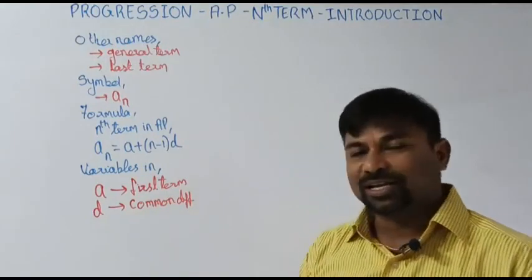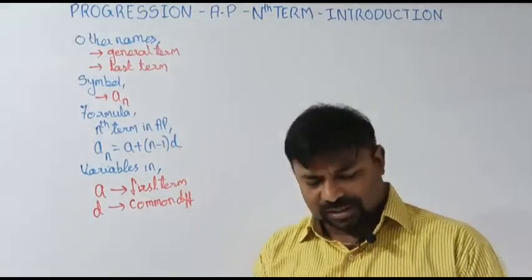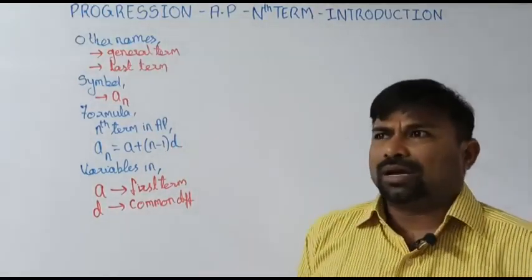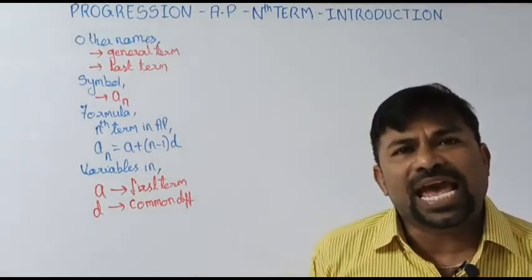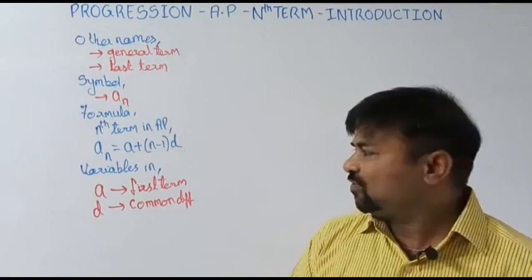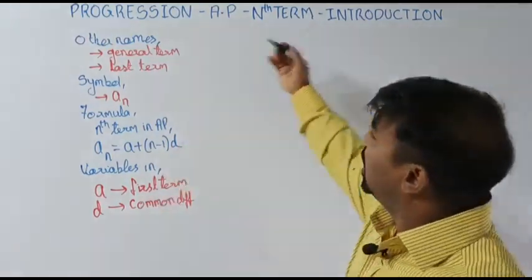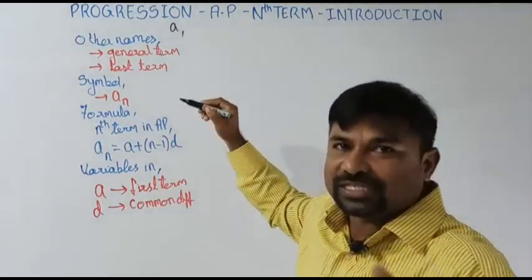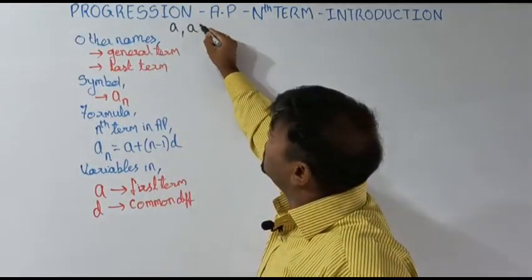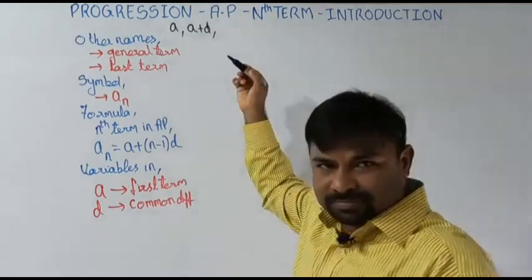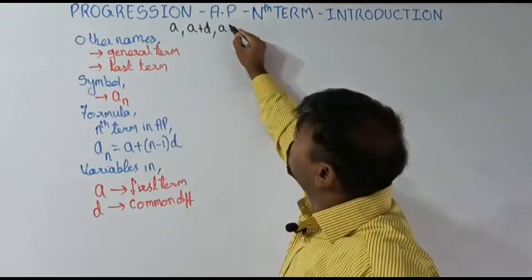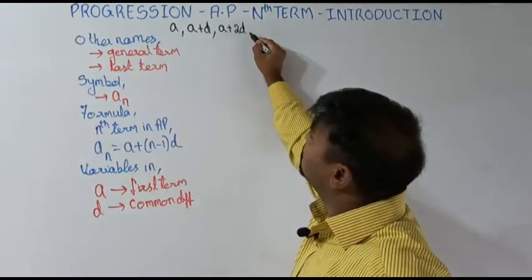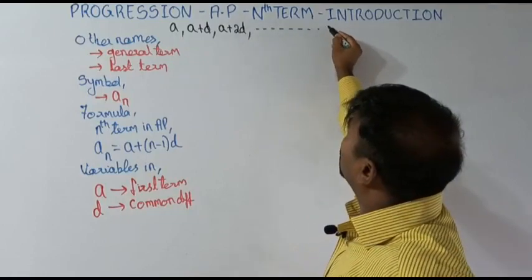Okay, right. So a is nothing but the first term. You might be thinking, from where has this a come from? From where has this d come from? Now let me deal with arithmetic progression. A is the first term, A plus D is the second term, A plus 2D is the third term, and so on.